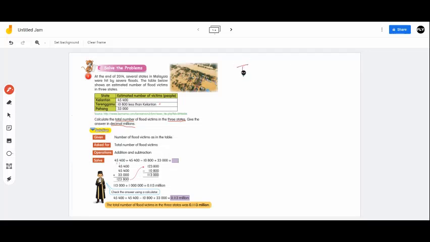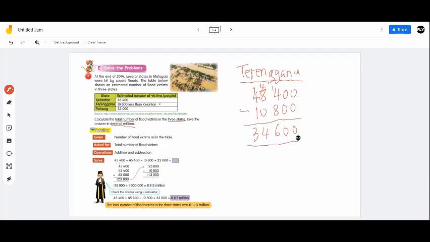Terengganu. Okay, we have to find the estimated number of victim people in Terengganu. So take the Kelantan 45,400 minus 10,800. So you get 14 minus 8, 6, 4, 3. So the actual estimated number of victim people is 34,600.